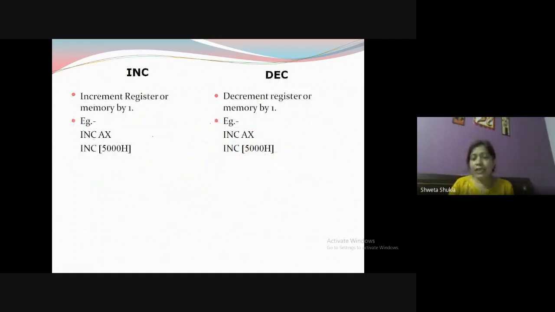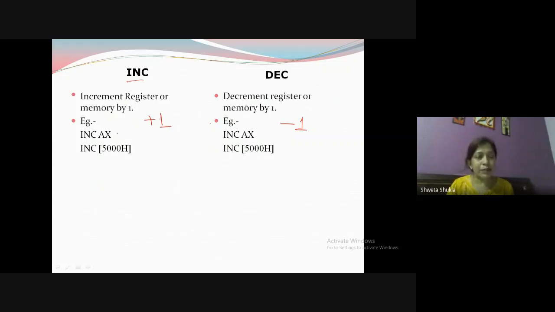Now, next is increment or decrement. We all know that if we are giving the INC instruction, that means you have to increment it by 1. And if we are giving the decrement, that means you have to decrement the register or the memory or the data by 1. So this is what increment and decrement means.